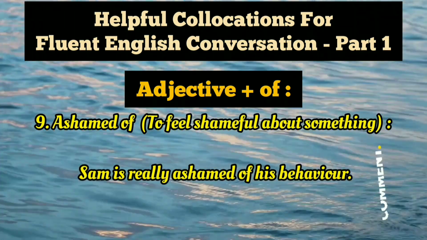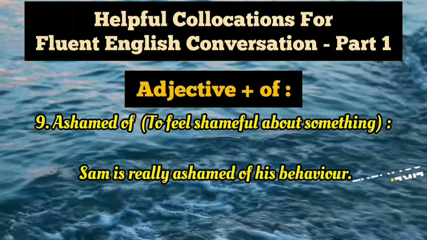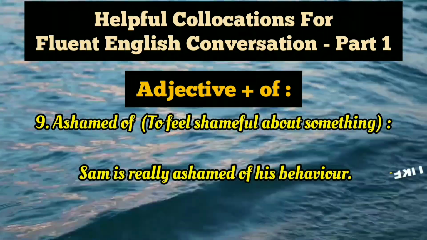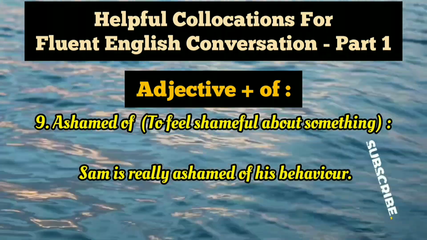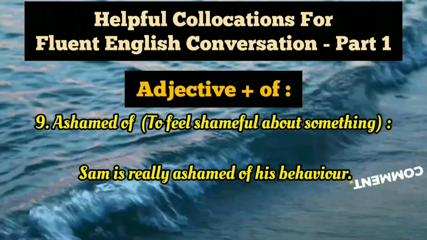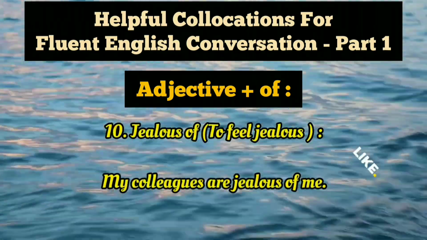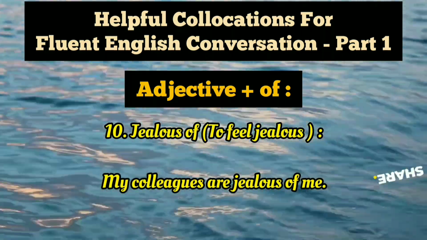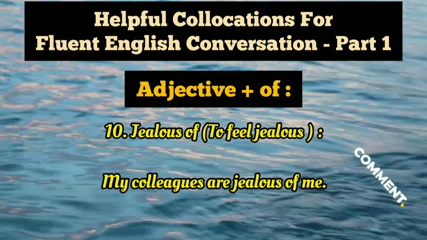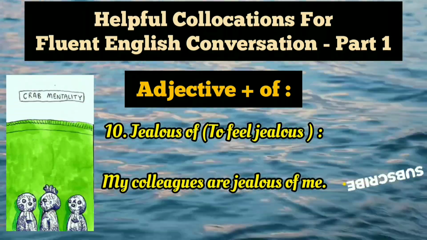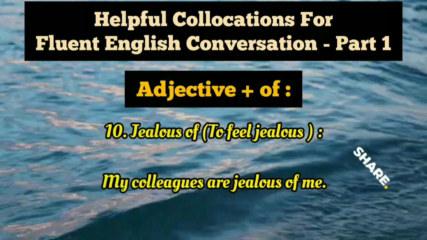So this is a beautiful collocation. Try to use this. I'm ashamed of my behavior, I'm ashamed of my friend's behavior. Like this way you can use this wonderful collocation, ashamed of, a very useful one. Up next we will concentrate on the 10th one, and as you see the 10th one is jealous of. Again here jealous is an adjective and I'm adding of and forming this collocation, jealous of, which means to feel jealous. Understood? So let me show you how to use it.